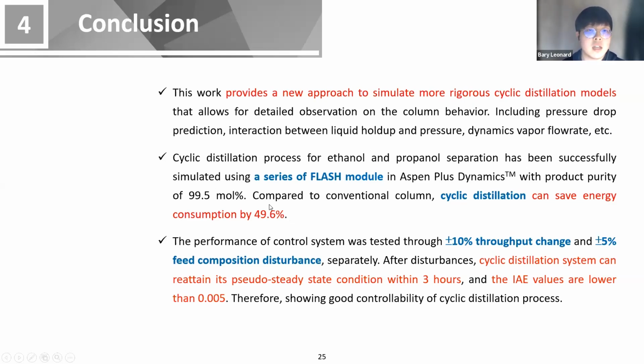the product purity of 99.5% is reached, and the cyclic distillation can save energy consumption by almost 50%, which is huge. And the performance control of the system was tested through several disturbances, through the 10% feed disturbance and 5% feed composition disturbance, and the cyclic distillation has been shown to be able to reach the pseudo steady state back within 3 hours with a low number of error, and it shows that the cyclic distillation can have a good controllability and disturbance rejection ability.